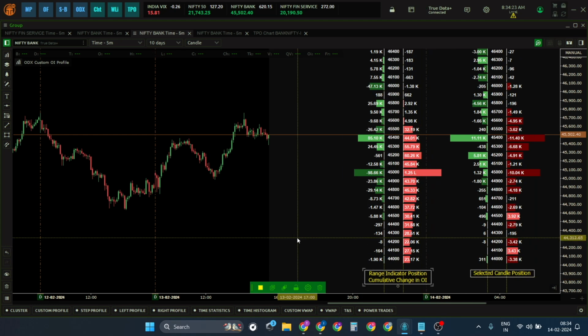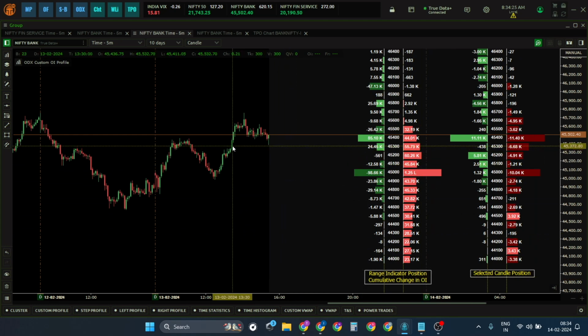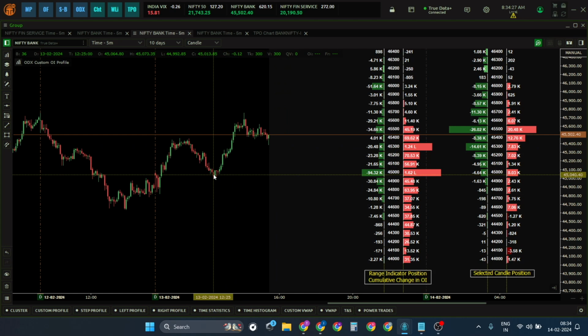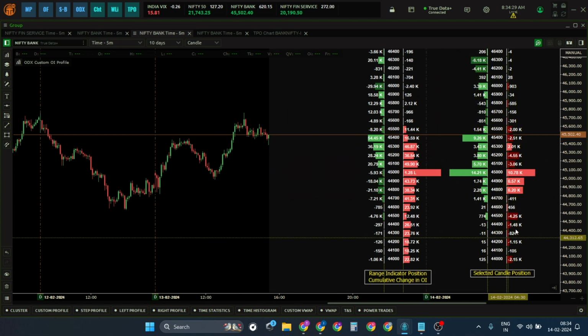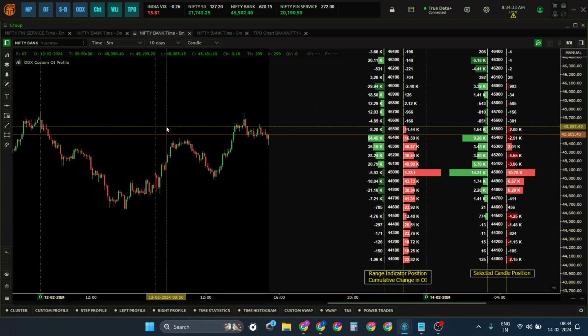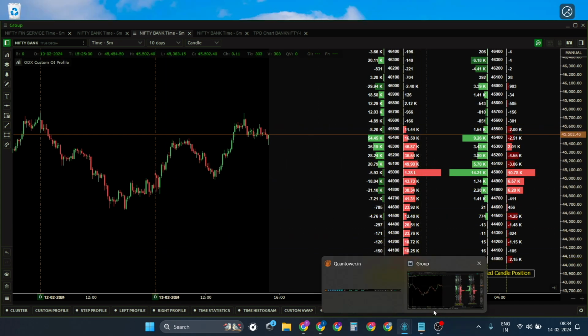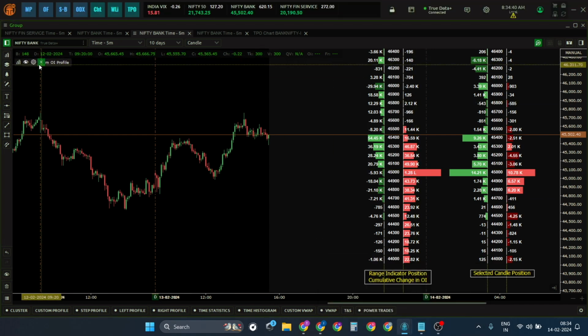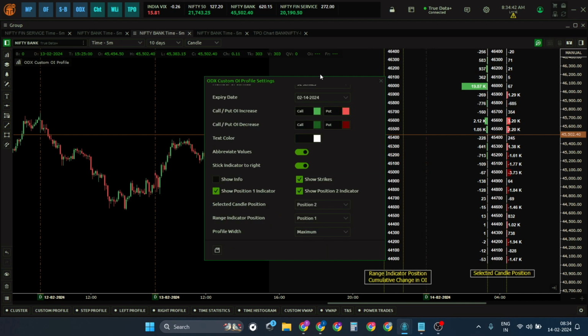Now how can I know this? If you look at any candle, you can see this is the selected one and this is the range, right? So this is how you can interchange the options. You can also change the position.